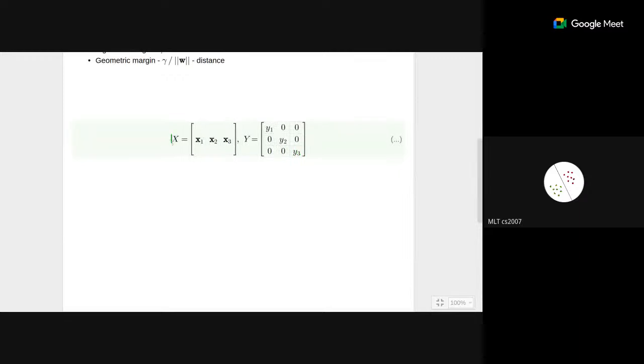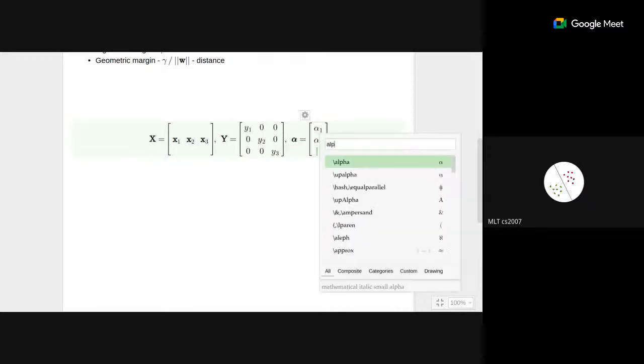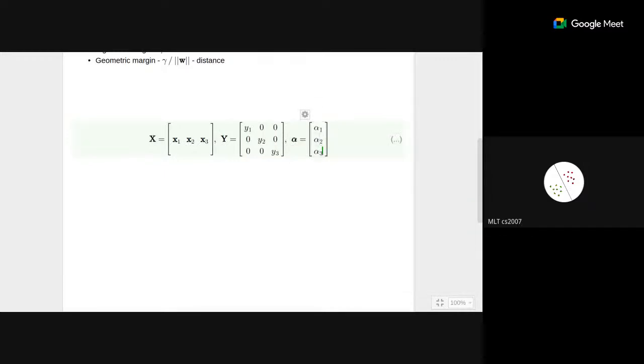Okay, so this is x for 3 data points. This is y, and this is alpha. Alpha is going to be a vector of size 3 again, right? So alpha 1, alpha 2, alpha 3. This is so far so good, right? Is there any confusion so far? It's clear. Okay, so these are 3 data points, and we have this.